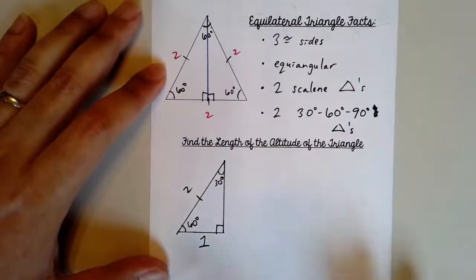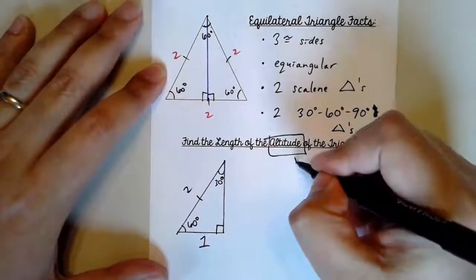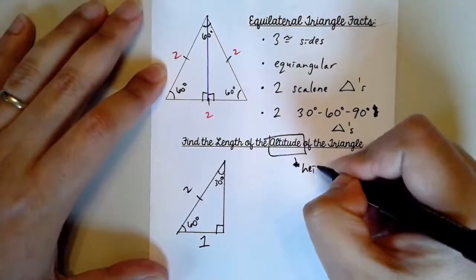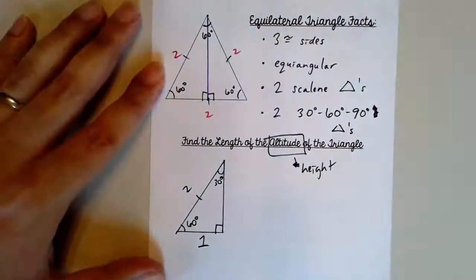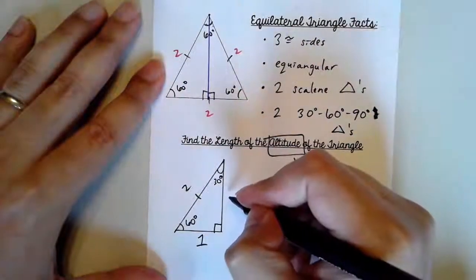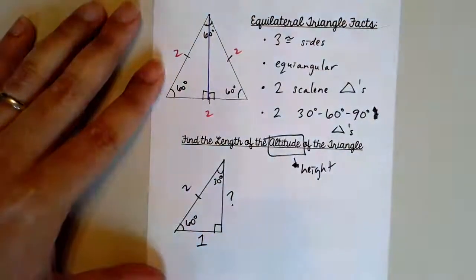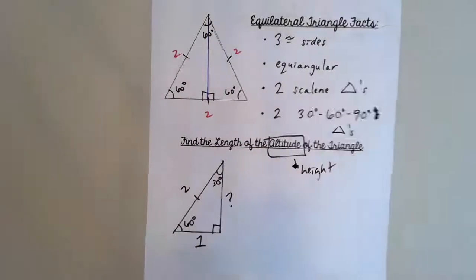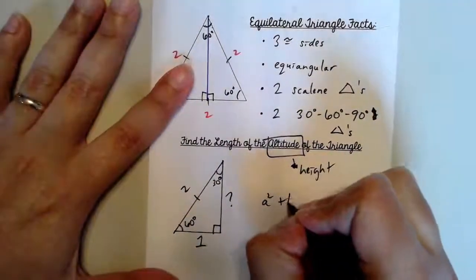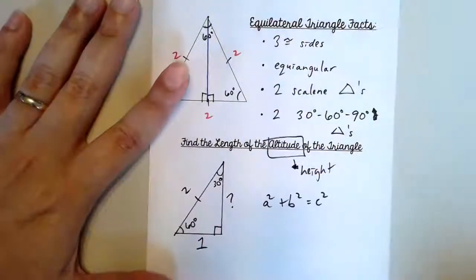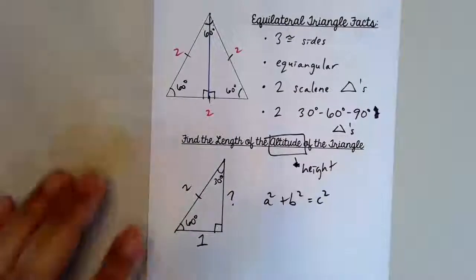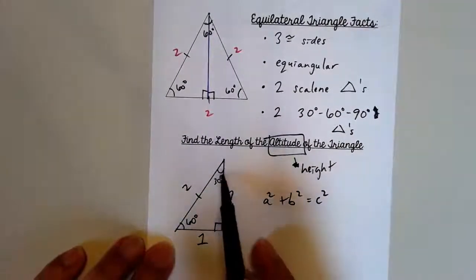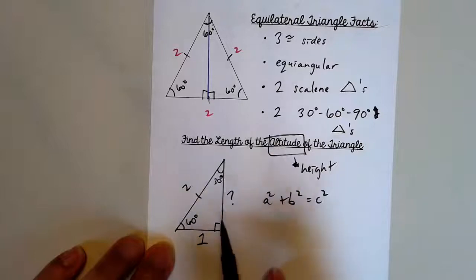So now what they want us to do is find the altitude. The altitude is just a fancy word for height, the length of the height. How tall is this triangle, which is right here. Well, anytime we need to find the side length of a right triangle, we're going to use the Pythagorean theorem. a squared plus b squared equals c squared. Remember, a and b are the legs. The legs are the sides that make up the right angle. Doesn't matter which one is a and which one is b. Those are interchangeable.